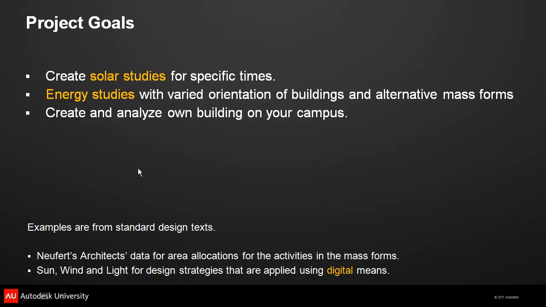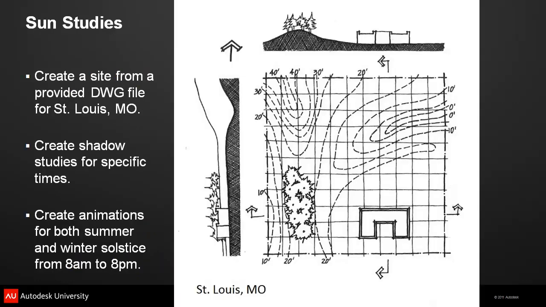The examples are from standard design texts, so there's Neufert's Architects' Data. I've got the quote in the wrong place, but Architects' Data gives areas for activities, like approximately a classroom is 30 feet by 30 feet. And then the other book that I'm referring to is Sun, Wind and Light, which talks about design strategies, or design methodology, for getting data about a site. And what we're doing is actually using digital means, whereas a lot of these examples involve hand calculations or making models by hand.